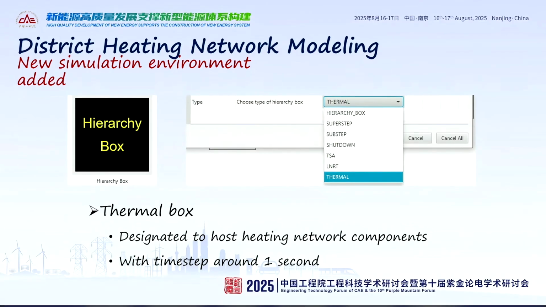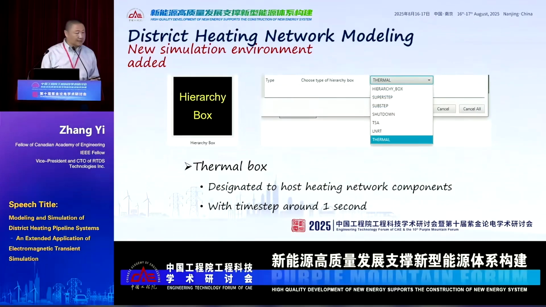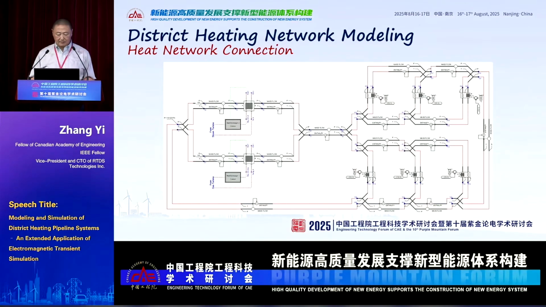For that, we developed the multi-rate simulation hierarchy box in RTDS. In that, we can define the time step of the heating flow as 1 second, while the power system part is still 50 microseconds or even less. Then finally, we can integrate the entire network into one.